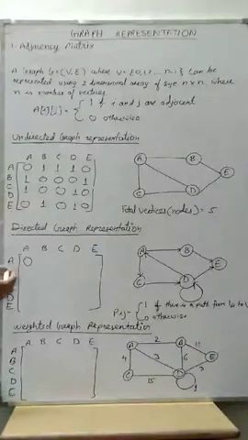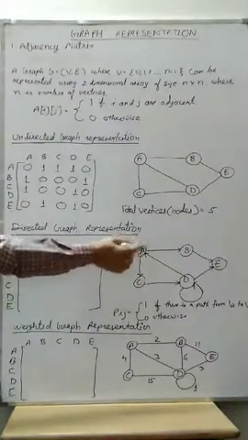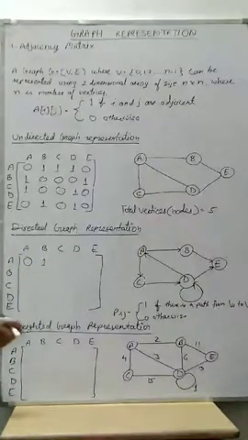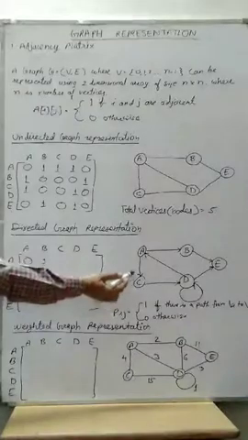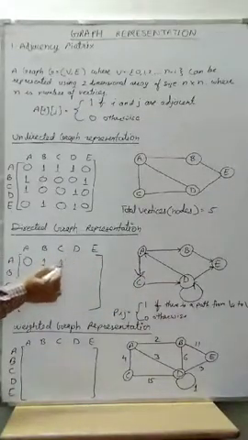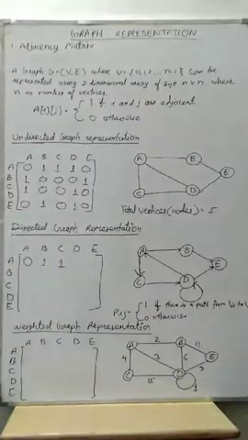Next, is there a path from A to B? Yes, A to B there is a path. So put here 1. A to C, is there a path? Yes, there is a path. Put 1 here. A to D, no path.